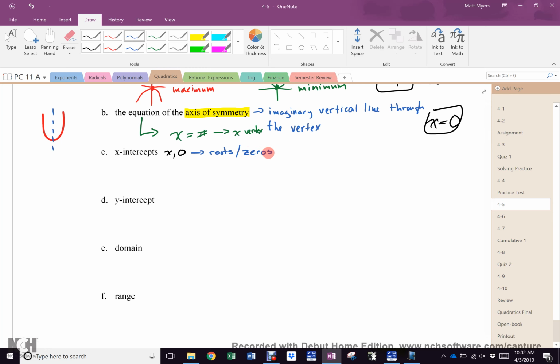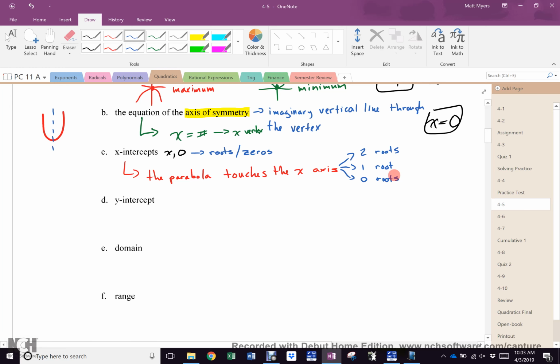On a graph, the x-intercepts are where the parabola touches the x-axis. And what are our 3 options? It can touch twice, 2 roots. It can touch once, 1 root. Or it can touch 0 times, which is 0 roots. Everybody good?